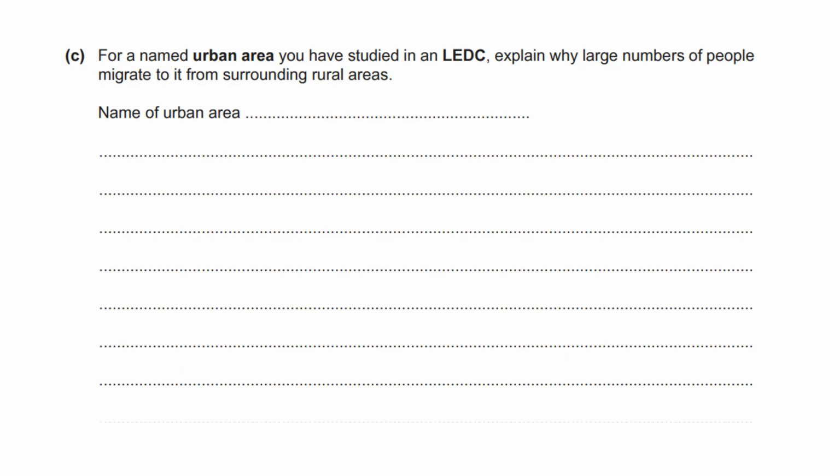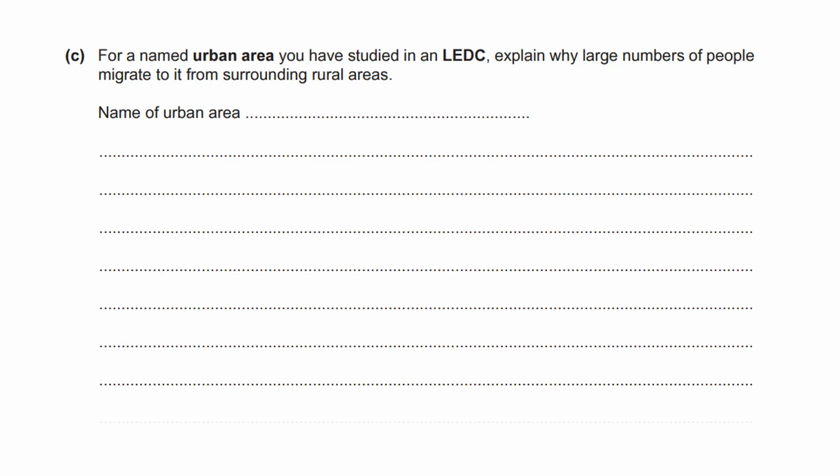Now, I'll just explain it, then I will display a sample answer to this case study so you can just pause the video and read it up. Now, it says for a named urban area in an LEDC that you have studied. So you choose a country in any LEDC. Nigeria, you can choose Ghana, you can choose Bangladesh, any LEDC as a country. Then the first thing is you should name an urban area in that country. So if I'm using Nigeria, for example, I can decide to say Lagos, Nigeria. Lagos is an urban area. I can decide to use Abuja, Nigeria. Abuja is an urban area.